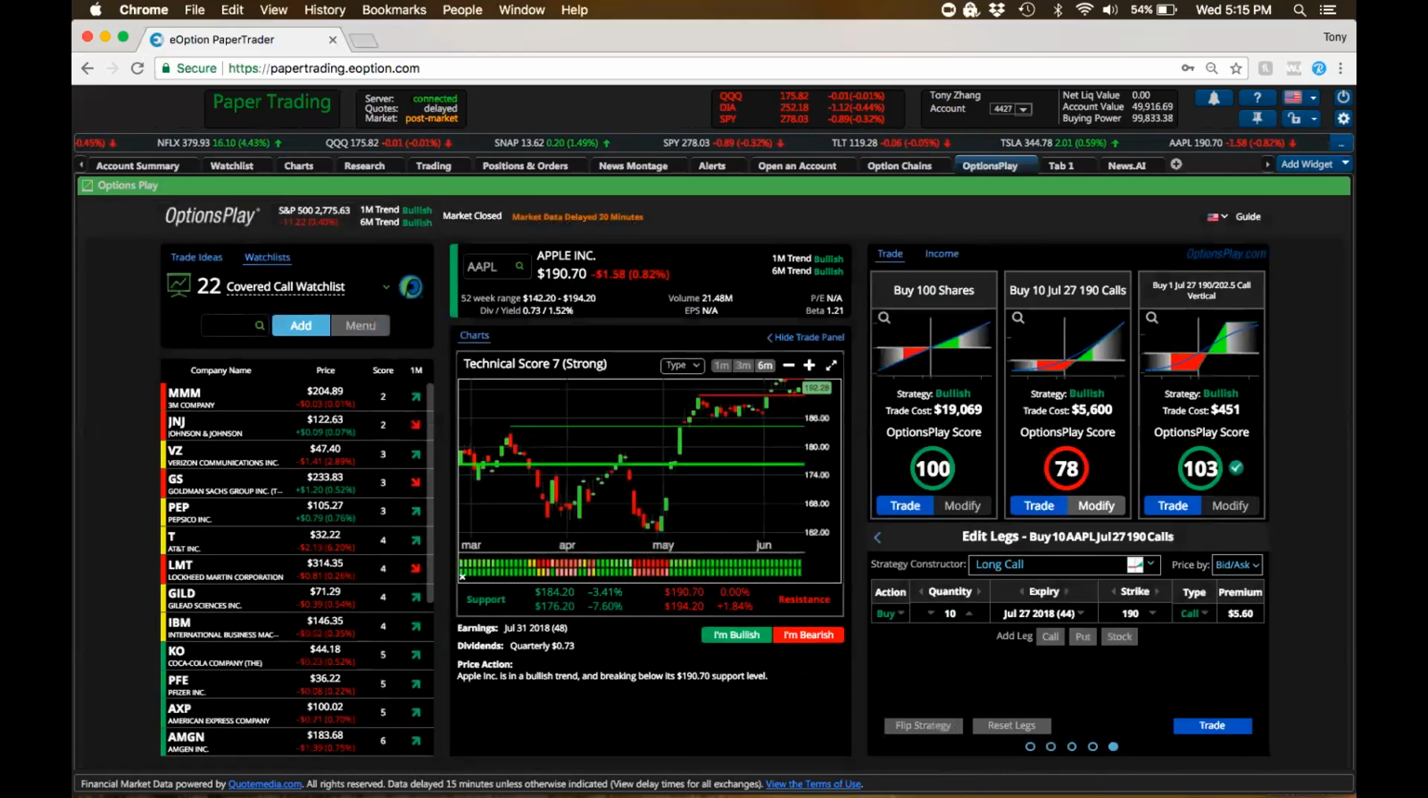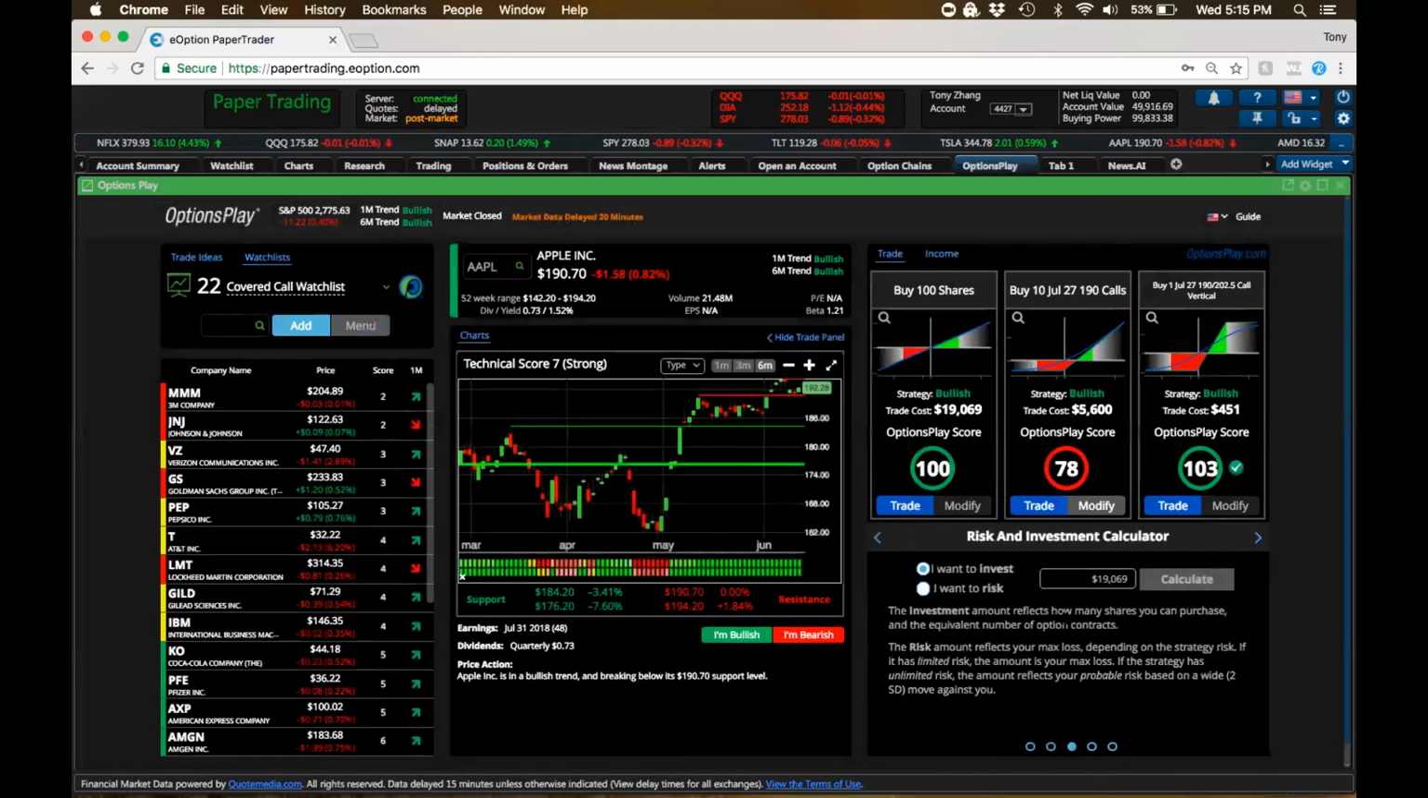You can also use our risk and investment calculator. So let's say you want to risk $2,500 on a trade. Then you can do that and it'll automatically calculate the appropriate number of shares that you can buy, the number of contracts of calls you can buy, and the number of contracts of call verticals that you can buy.